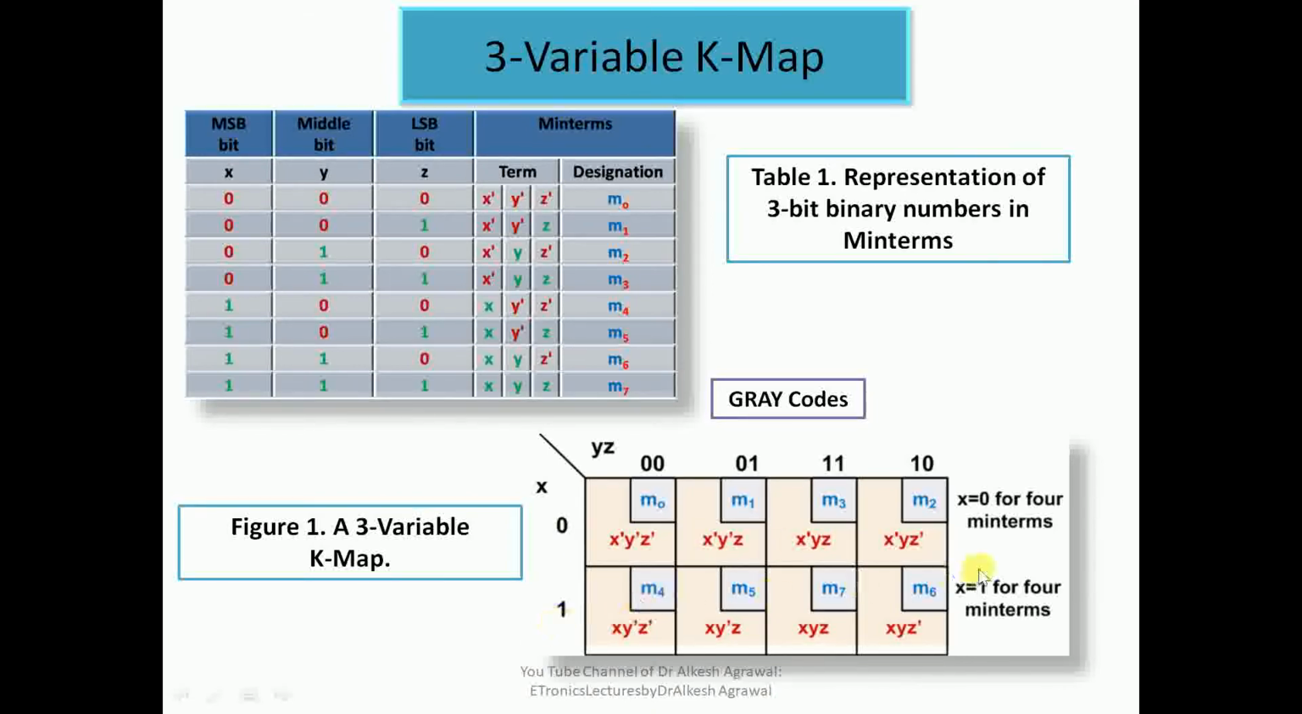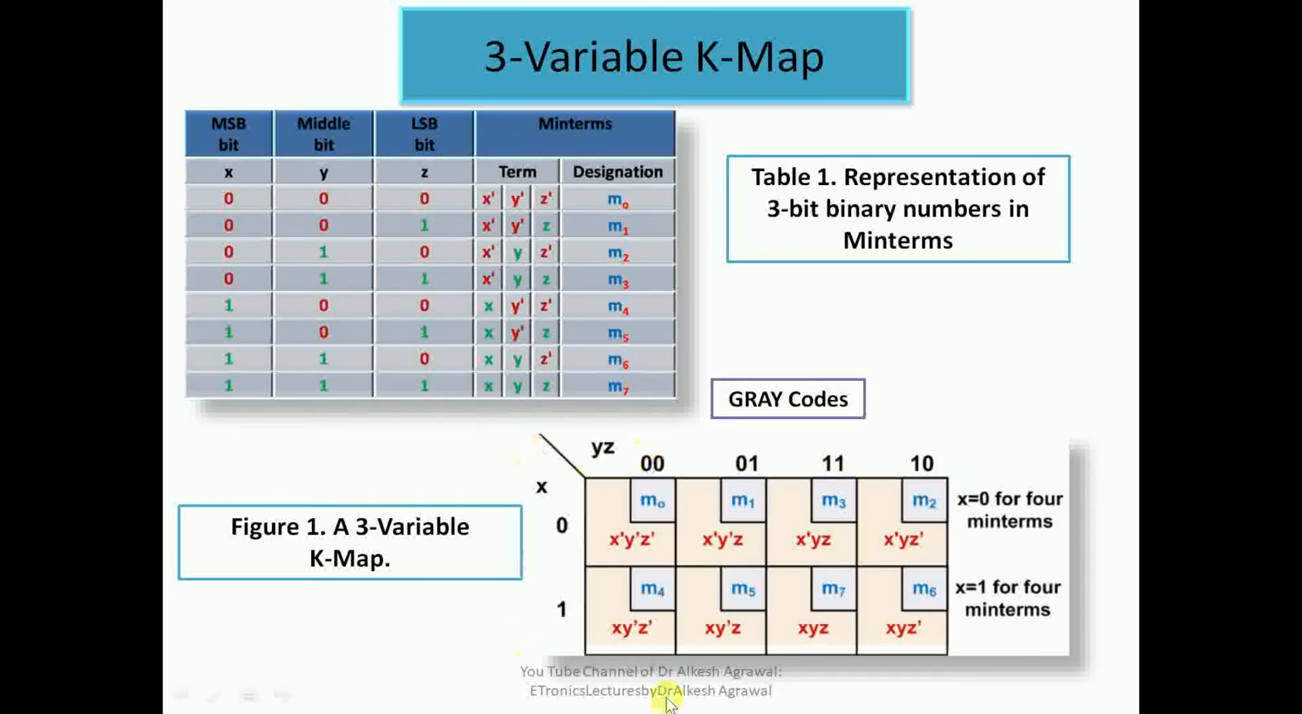If you see all these cells together, we have x is 1. So we have x, x, x, and x. If you see this column, we have y and z as 0, 0, so we have y bar z bar, y bar z bar. Similarly, for these two cells in a column, we have y bar z, y bar z. For these two cells, y z is 1 1, so we have y z, y z. For these two cells we have y 1 z 0, so we have y z bar, y z bar.